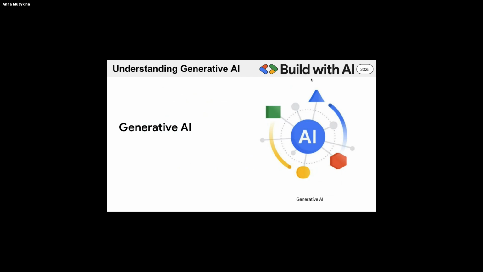Unlike traditional artificial intelligence, which is often discriminative, meaning it classifies, predicts, or recognizes patterns in existing data, like distinguishing between a cat and a dog, generative AI is about creation. It's artificial intelligence that generates new content. This could be anything from human-like text, realistic images, functional code, even original music compositions.